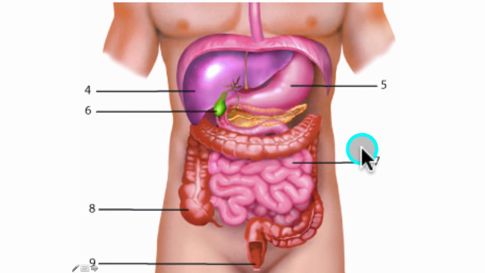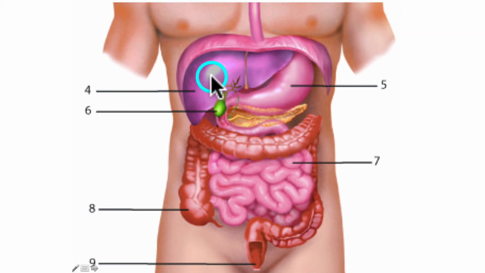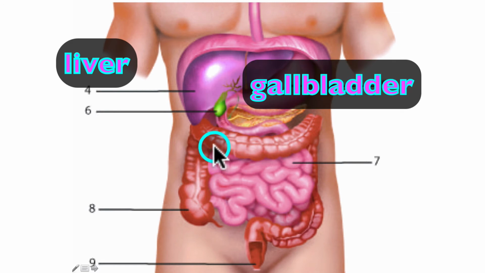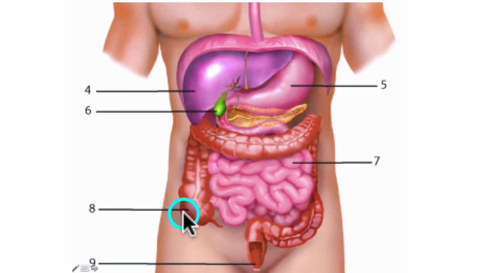Taking a look at this image right here, esophagus, stomach. This right here is the pancreas, which contributes digestive enzymes into the duodenum, into the small intestine. We can see the liver right here, the gallbladder. This right here is the transverse colon, ascending colon, cecum, appendix. All of this is small intestine.